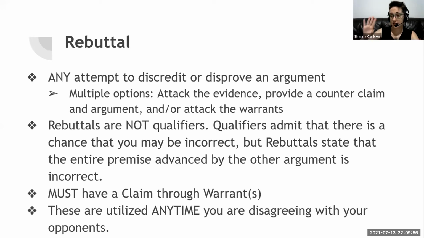You can attack the evidence. So you could say, hey, their evidence comes from a bad source. Their evidence uses too small of a sample size. Maybe it only looked at 50 cat owners in the world. That's not enough. You can do a completely counterclaim and argument. You could even attack their warrants and explain why their warrants are incorrect or wrong. As long as you're going through the step-by-step process of claim, evidence, warrant, you've got a rebuttal. And this is what you start doing in those rebuttal speeches that Anthony was talking about.